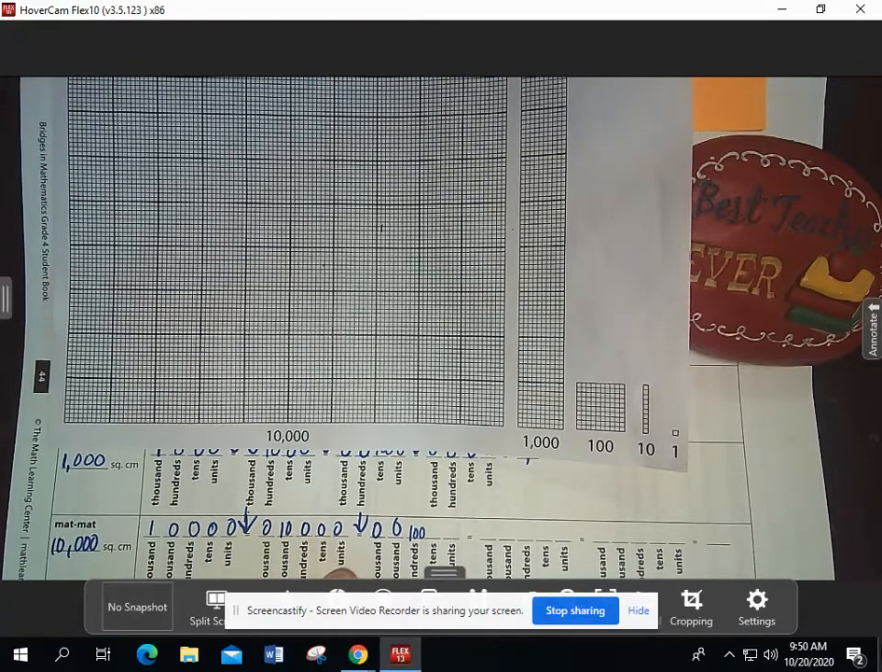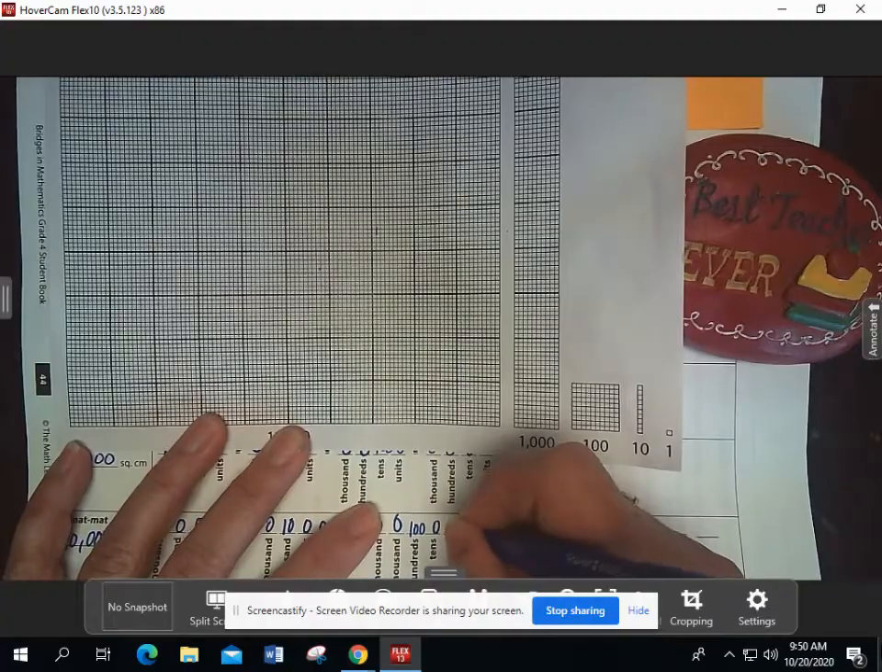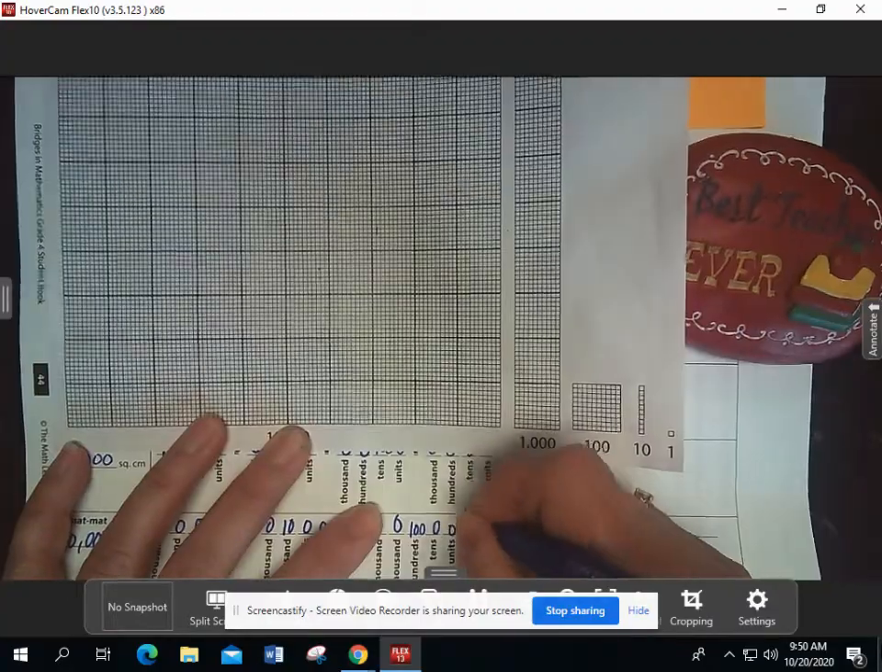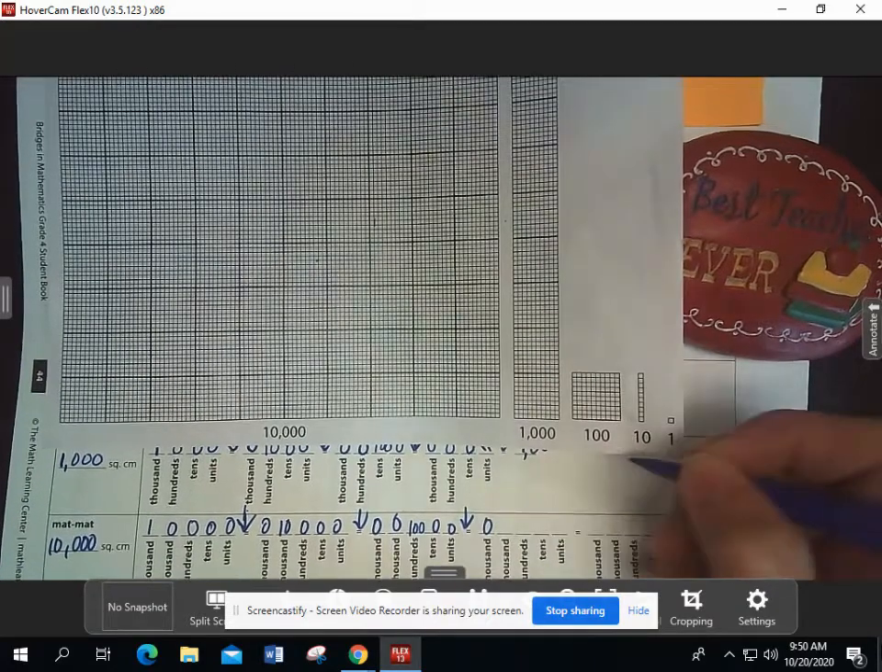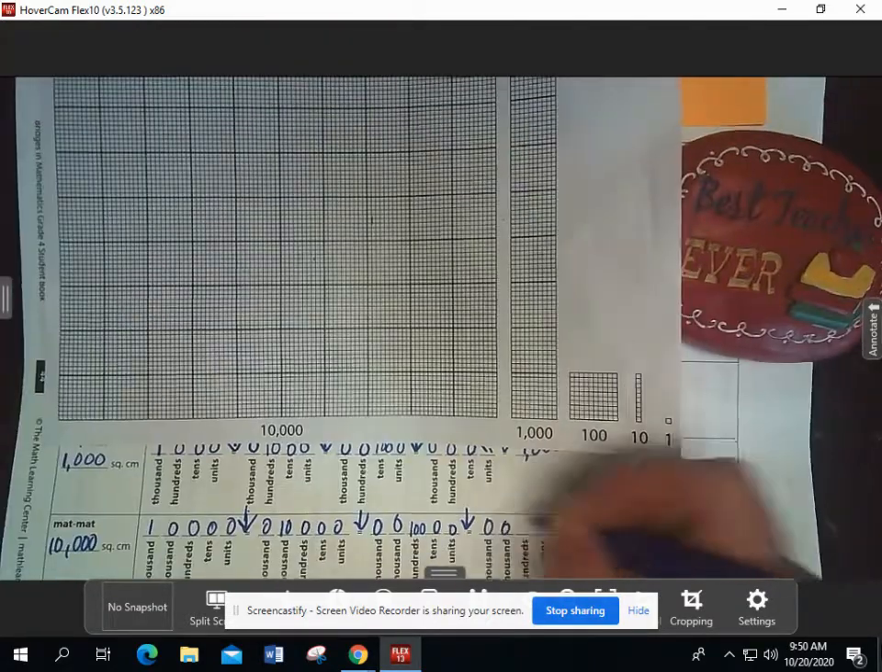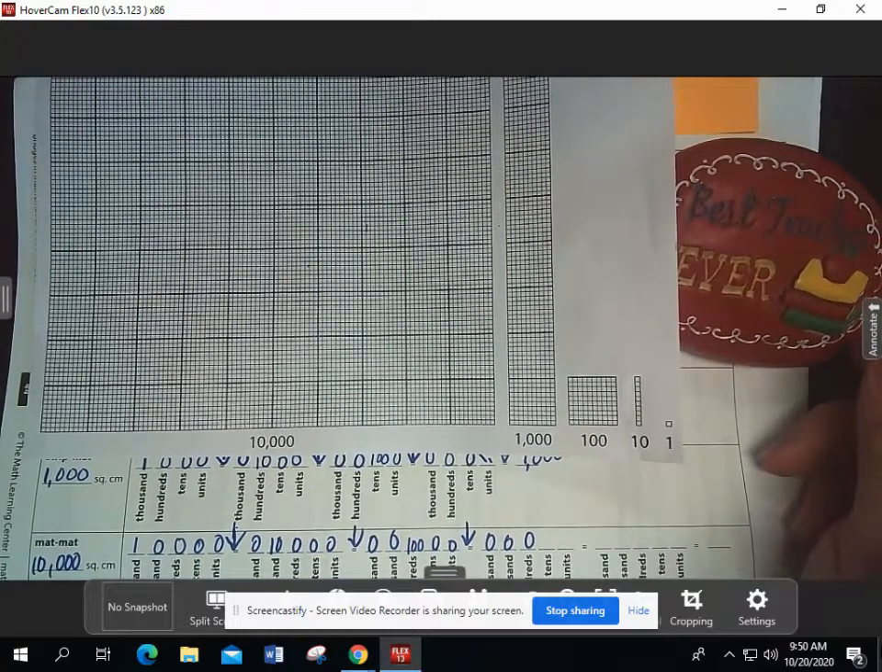Okay, so we don't have them cut into groups of 10 and we don't have them cut into units. Moving on. We already did 10,000. We already did thousands. We already did the hundreds. Oh my goodness, who would we punish and make him cut this?